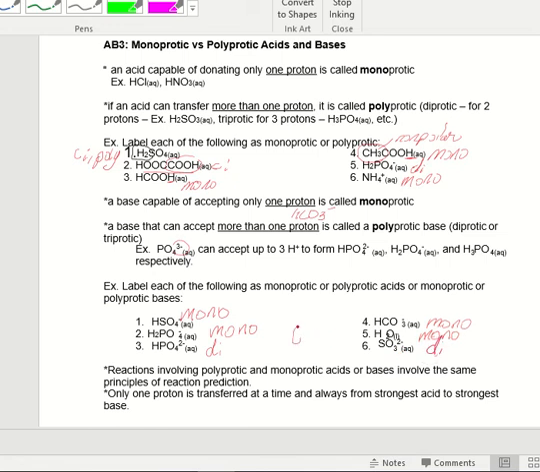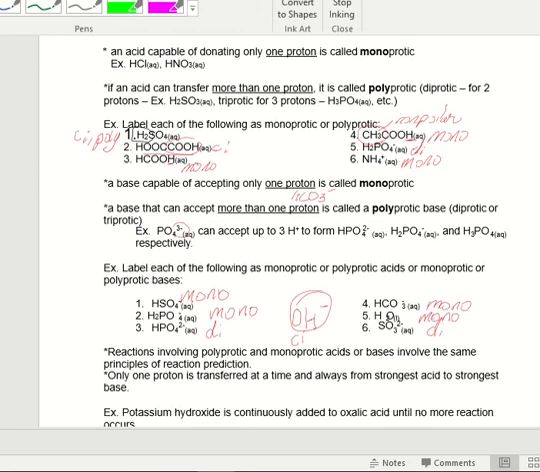What about OH negative? That can accept an H and become H2O, but it can accept one more H and become H3O. So I'd say that's diprotic, which it doesn't look like from here, so we'll talk more about that one. Reactions involving polyprotic and monoprotic acids and bases pretty much follow the same principles we've been using so far for Bronsted-Lowry. 1 proton at a time.